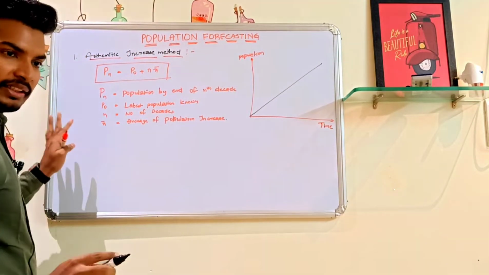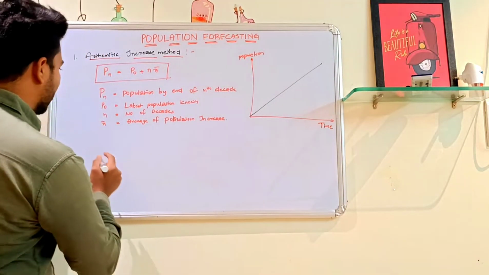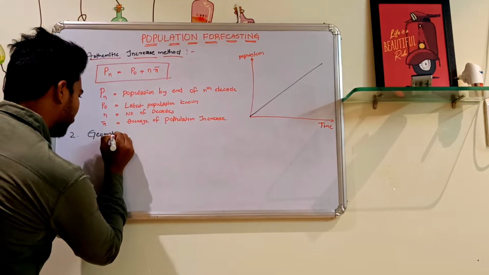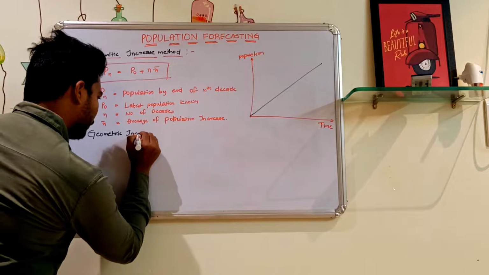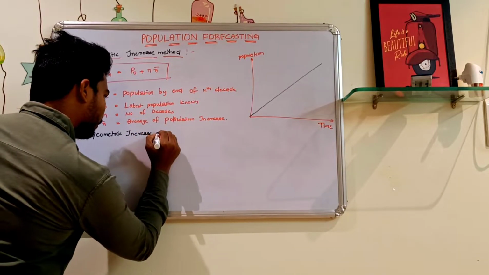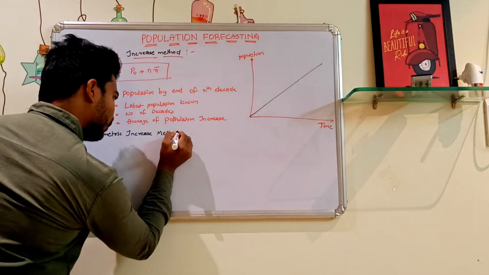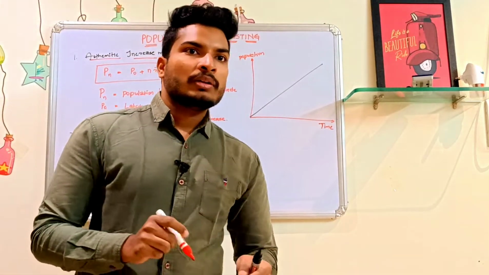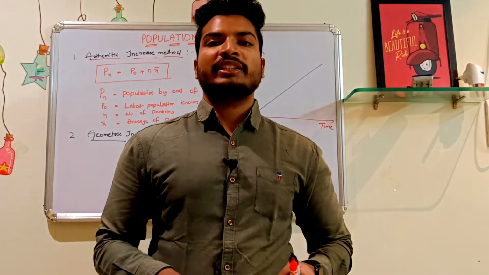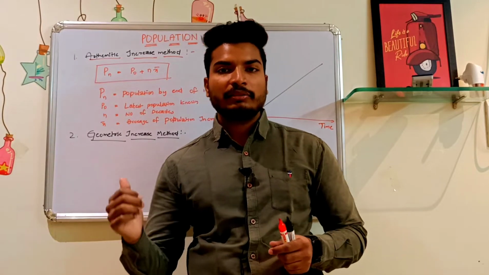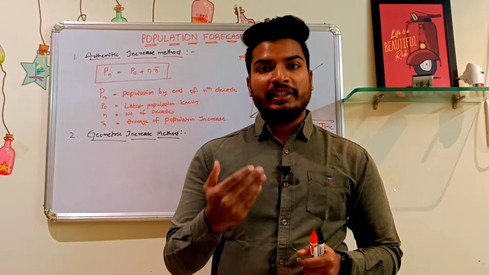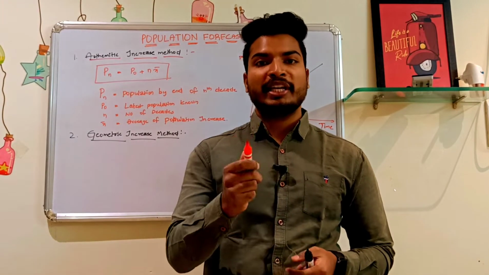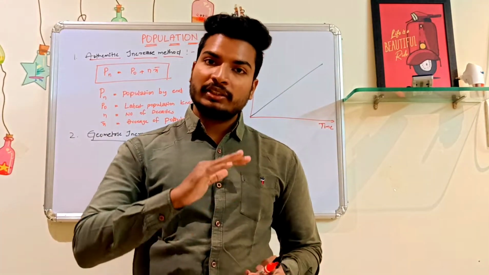This is what is the arithmetic increase method. This is constant. The second one is the geometric increase method. So geometric increase method is another type of population forecasting method. This method will be used in young and rapidly growing cities, because the growth in the geometric increase method will be exponential, while the growth in arithmetic increase method will be constant.